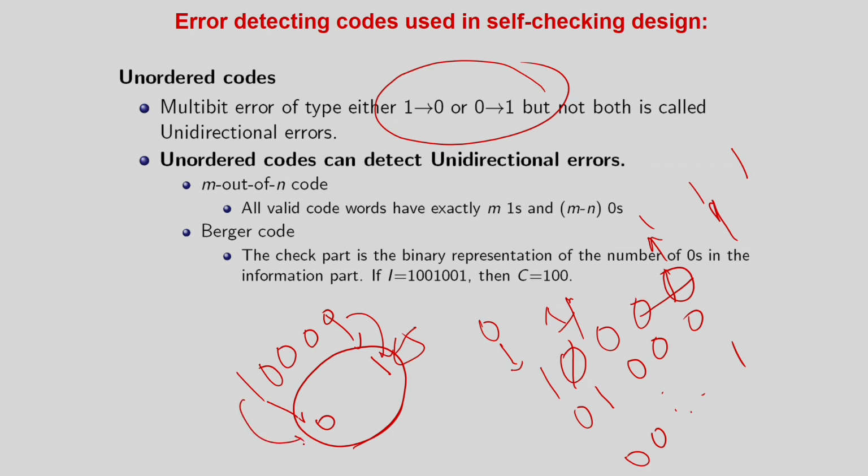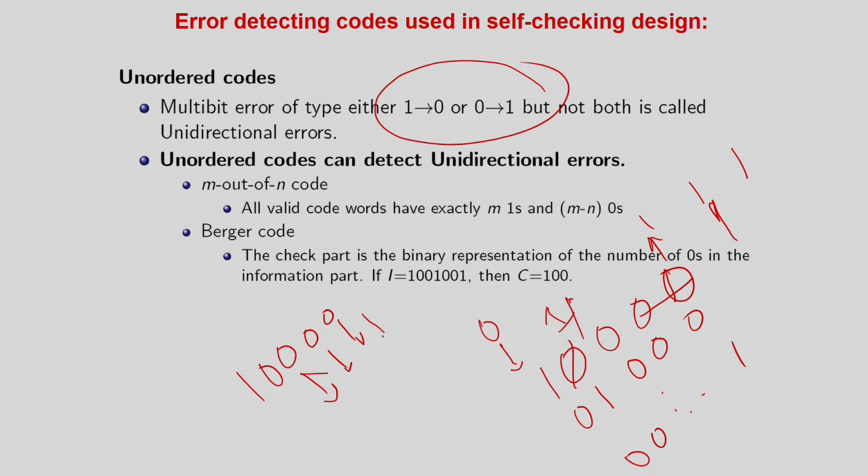That we are not allowing. If it is not allowed, then you can very easily appreciate that either this one will become a 1, or this one, or both of them. So it will obviously change the number of ones. It will no longer remain a one-hot encoding. If any unidirectional error moves from this one to this one, it will change the number of ones, which will no longer remain a single one. So the error will be easily detected.